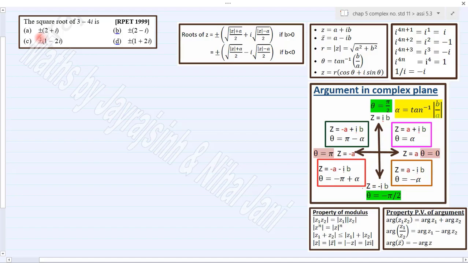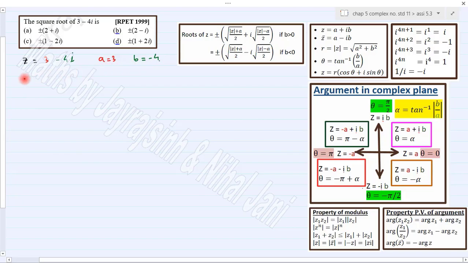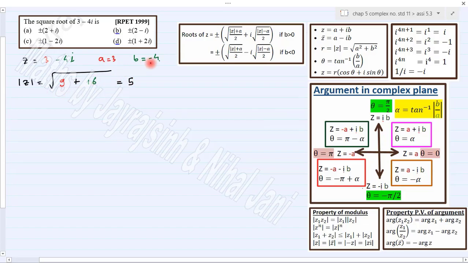In this question, we have to find the square root of our complex number 3 minus 4i, where the real part is 3 and the imaginary part is minus 4. So, to get the root, first of all, we have to find out mod z, which is under root of real part square plus imaginary part square, which will give us 5. Now, b, or we can say the imaginary part, is less than 0. So, we have to use the second formula.